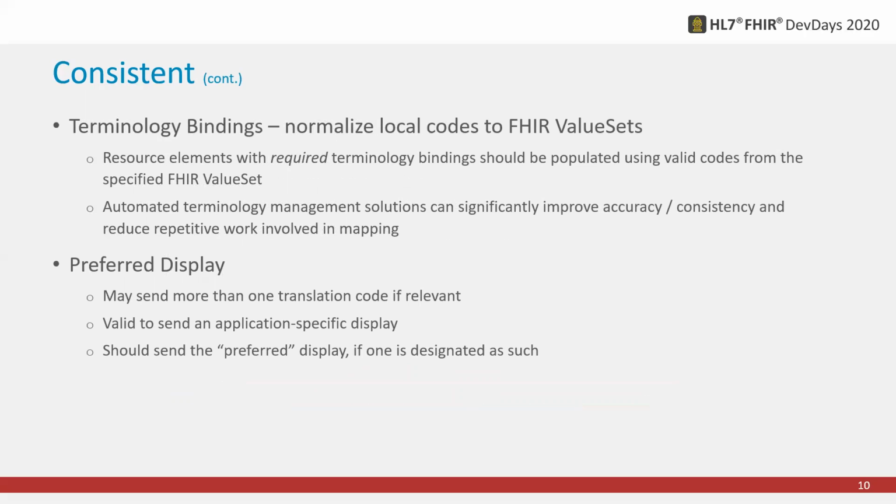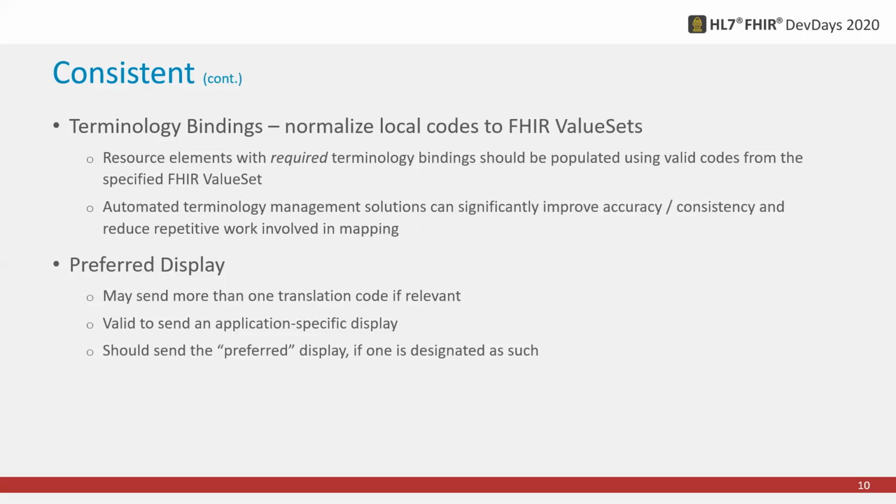Next, related to consistency, our friend terminology bindings comes back into play, especially in the context of exchanging existing clinical data that needs to be converted to FHIR, or non-FHIR structures that need to be converted to FHIR. And in these ways, automated terminology management solutions can particularly be useful in improving accuracy and consistency of mappings, and also in reducing the repetitive human workload that is required for doing mapping in some of the more traditional or less automated ways.